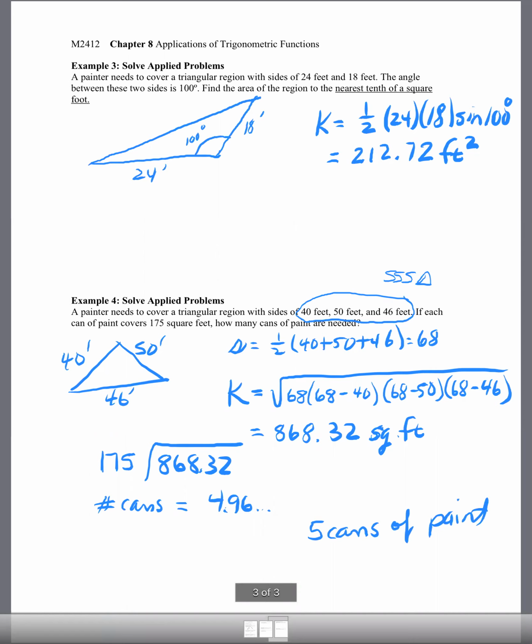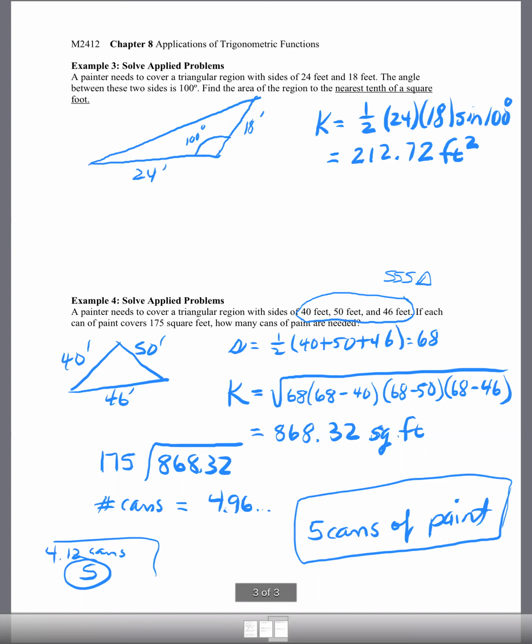Now, it's not just because it rounded to 5. Even if, just suppose that you and I had ended up with 4.12 cans, then you're also going to need to round that up to 5. So anything over the whole number is going to cause you to have to buy another one of whatever, like in our case, another can. So 5 cans of paint will actually cover this area. All right, and that's all there is to it.